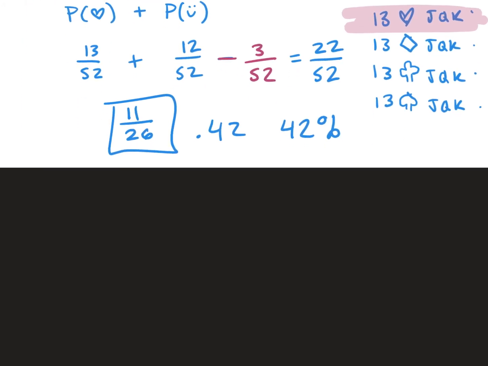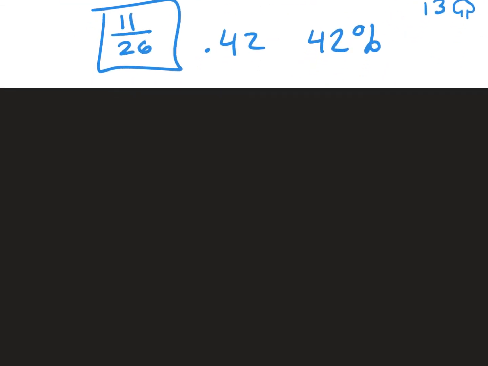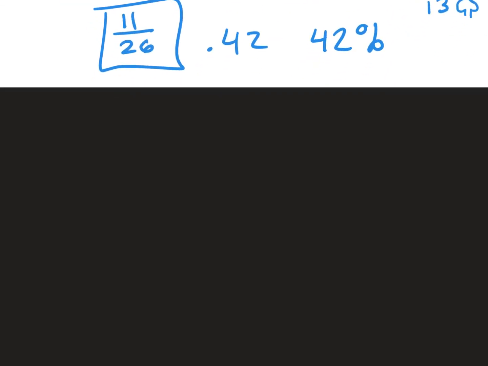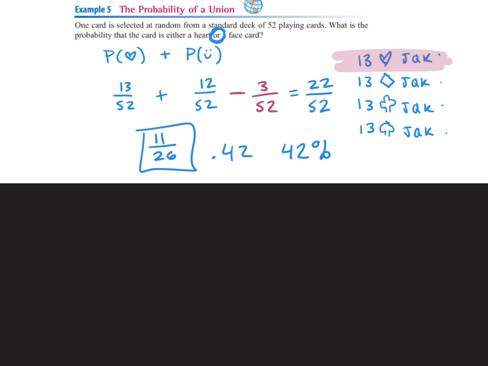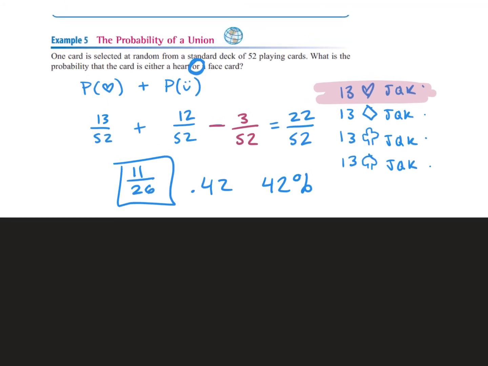I'm going to do another problem down here that's not in the notes. Because we subtract 3 because we have 3 that overlap here. So whenever you have overlapping, you have to subtract what overlaps. We have 3 cards that are both a heart and a face card. So because it overlaps, we have to subtract those 3.